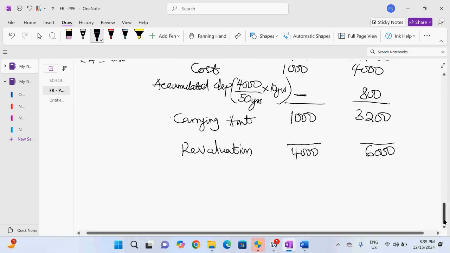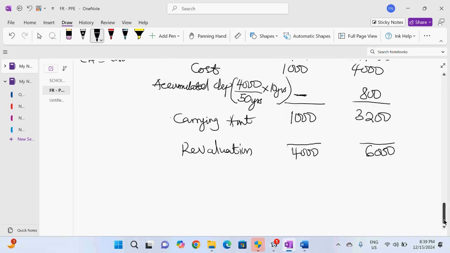So comparing 4,000 and then 1,000, what do you think? Is it an upward revaluation or a downward revaluation? Upward. So that will lead to a revaluation surplus.